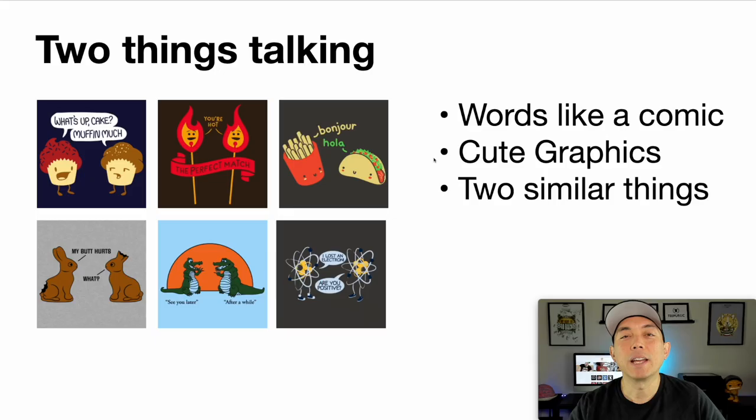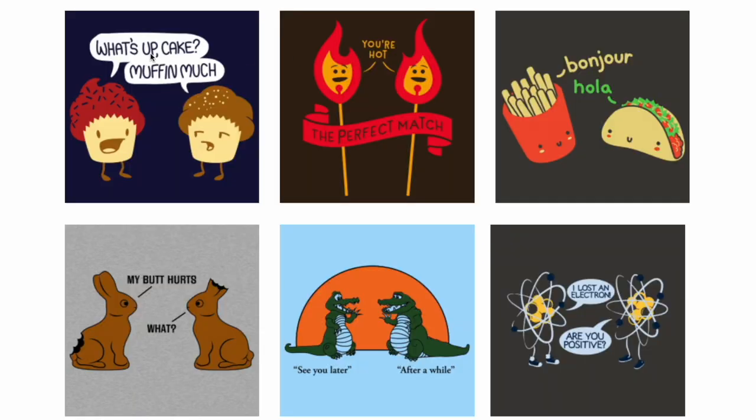So number 8, I'm calling this 2 things talking. Basically, it's like a cartoon where 2 things are talking to each other, and you can see lots of different ways to do this. So think of a comic where, and it has to be funny, 2 cute graphics that have words on them. You can see here, a French fry is saying bonjour and the taco is saying hola, and that's funny, right? They're talking to each other.